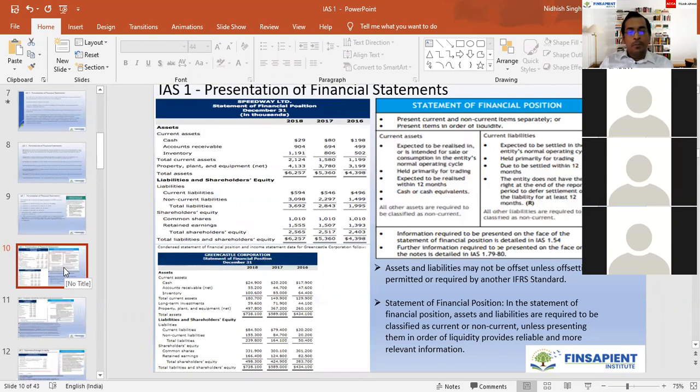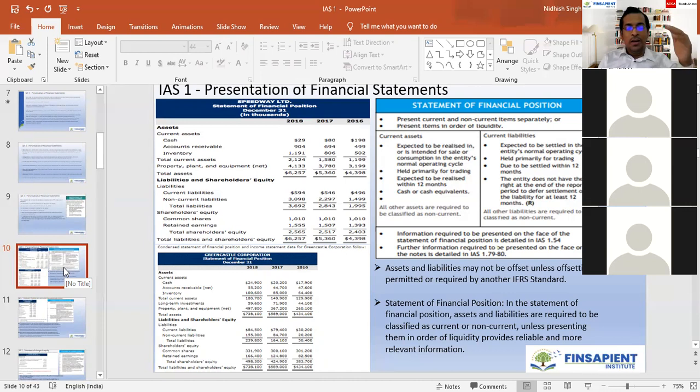Next one, presentation of financial statement. This is talking about the format of the balance sheet, or statement of financial position, under IFRS. So of course, we have assets and liability and the shareholder equity. One thing to remember, IFRS does not specifically prescribe what should be the format of the primary statements. It just provides the guidelines, what should be provided, right? So it is not saying that you need to only follow this presentation or this format.